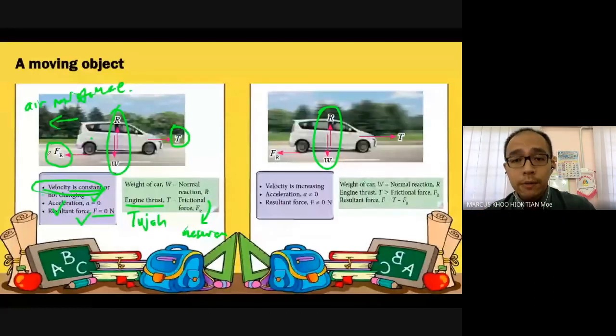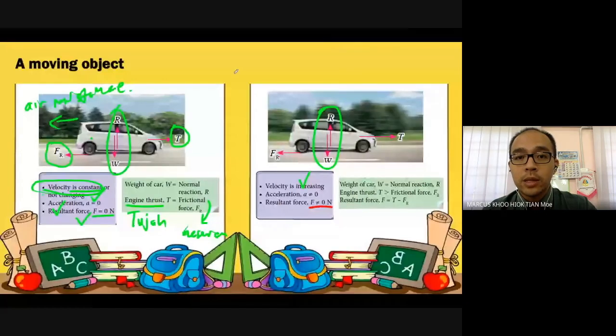Okay, now if the velocity is increasing, means ada acceleration. If there is an acceleration, that means that you're going to have the resultant force more than 0 lah. So your engine thrust is bigger than your frictional force. That's why it can accelerate, because the resultant force is no longer 0. So the resultant force is the engine thrust tolak dengan the force to the back.